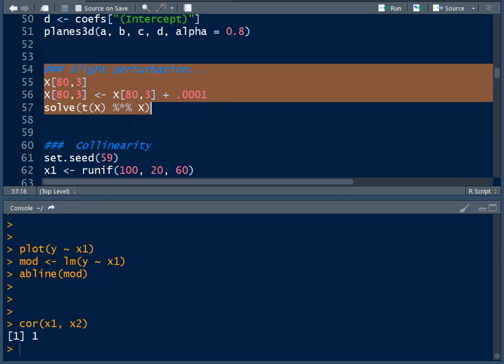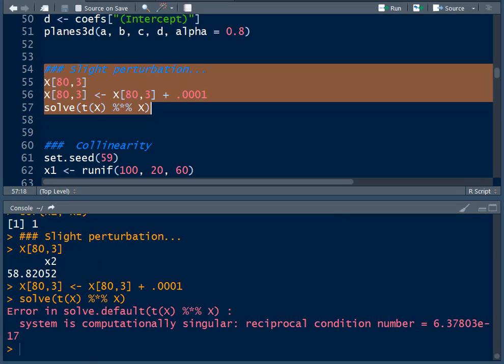And then I'll go and try to invert that x transpose x matrix. I'm going to run that, and I get the same error message. This matrix is no longer singular, but computationally it might as well be, because these two variables are so nearly linearly dependent that R is unable to invert x transpose x.